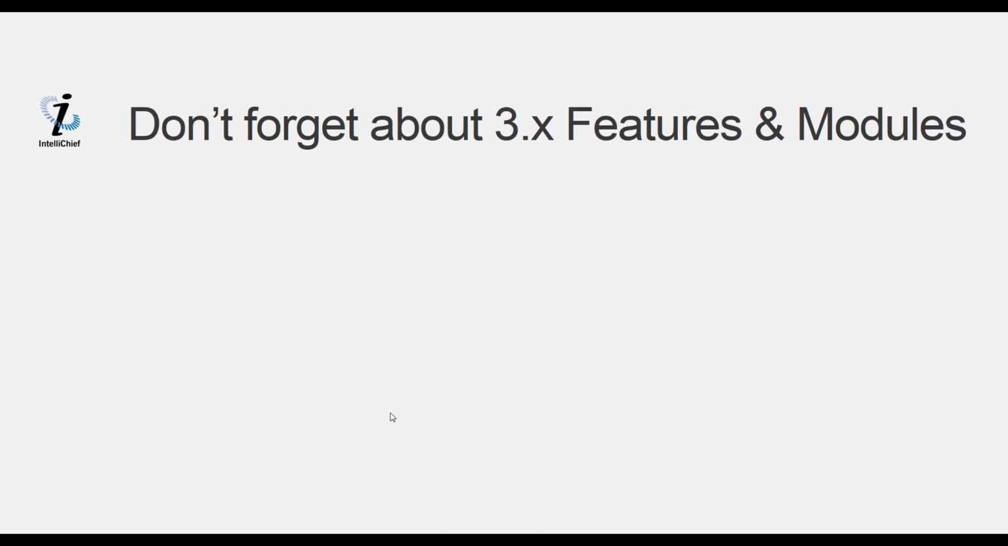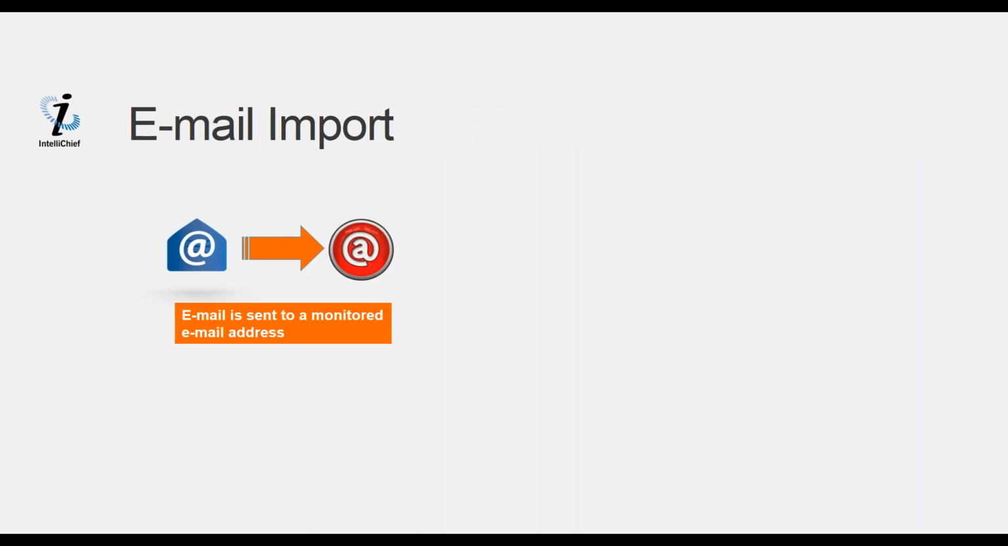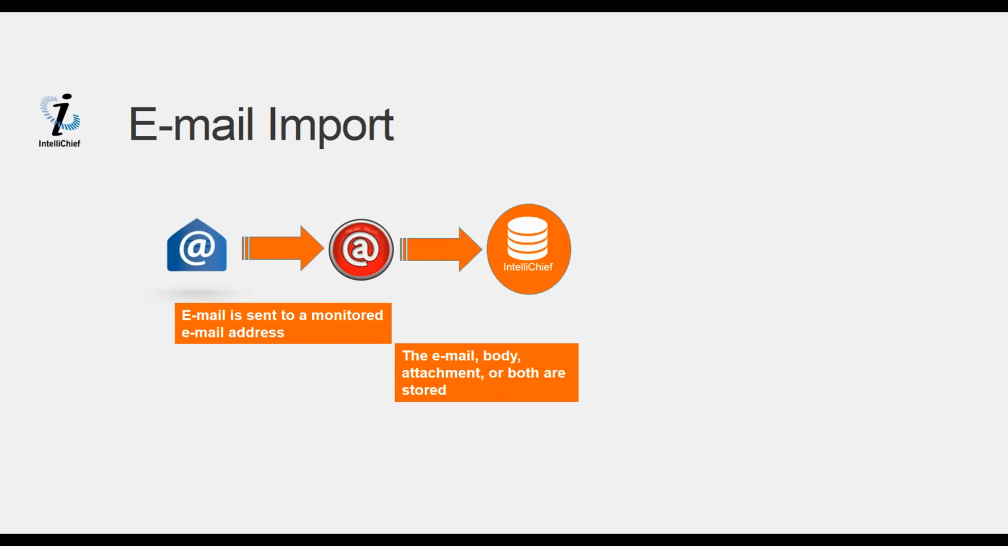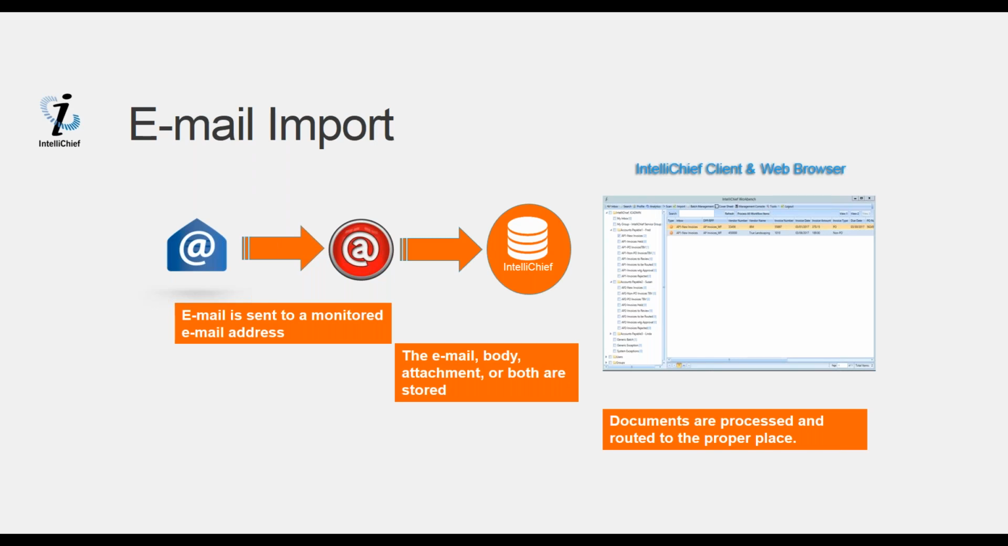Some of them might be repetitive for you, but one of those being email import, right? Being able to have IntelliChief monitor a departmental email address where you might instruct your customers to send POs or your vendors to send invoices, and having IntelliChief monitor that address and automatically import those documents into IntelliChief, whether it's the attachment, whether it's the body of the email, whether it's both, right? And having those dropped into whatever workflow inbox they need to be placed for processing.